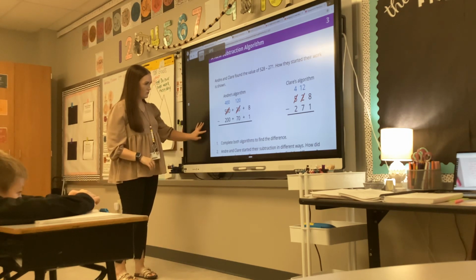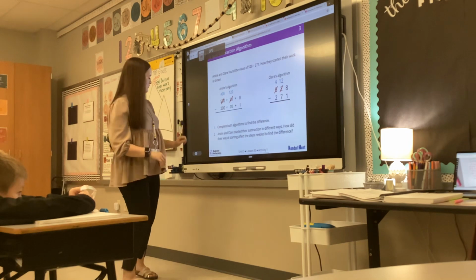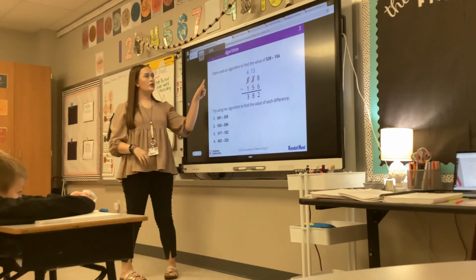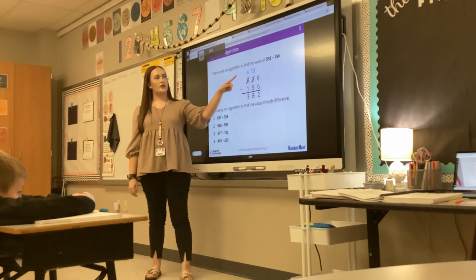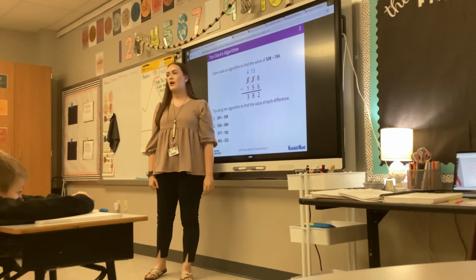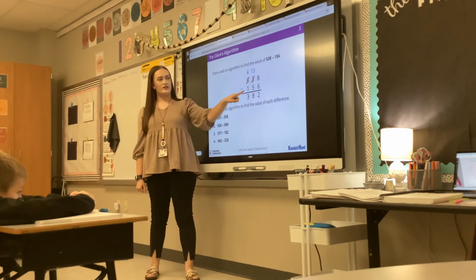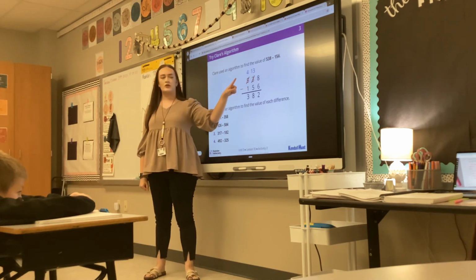You may have to zoom it out. Okay. So Claire used an algorithm to find the value of 538 minus 156. And so notice how she stacked these numbers on top, just like we talked about earlier.